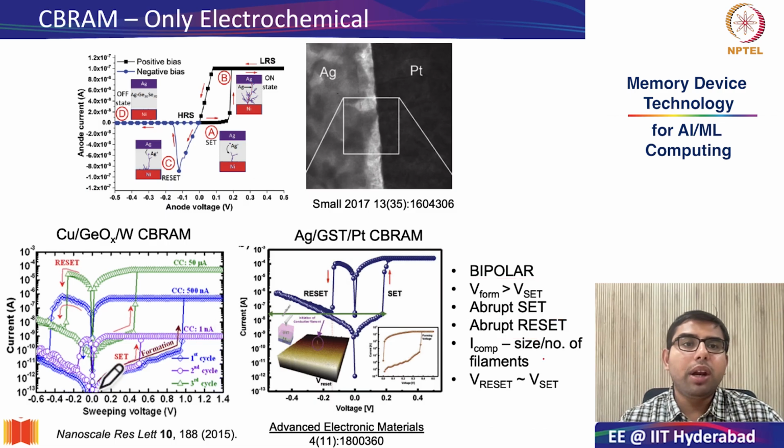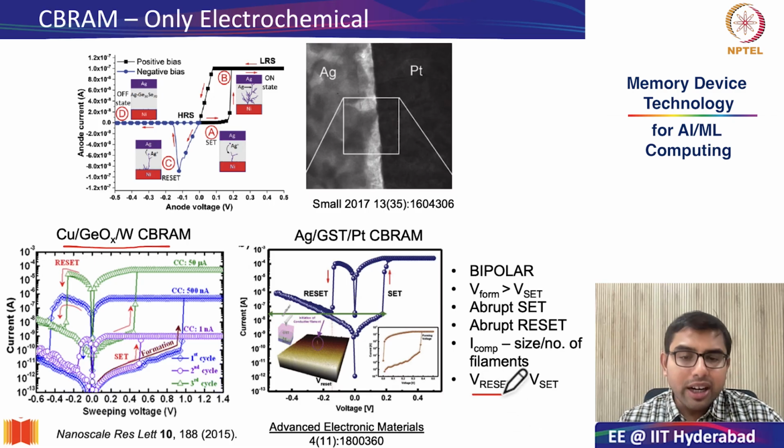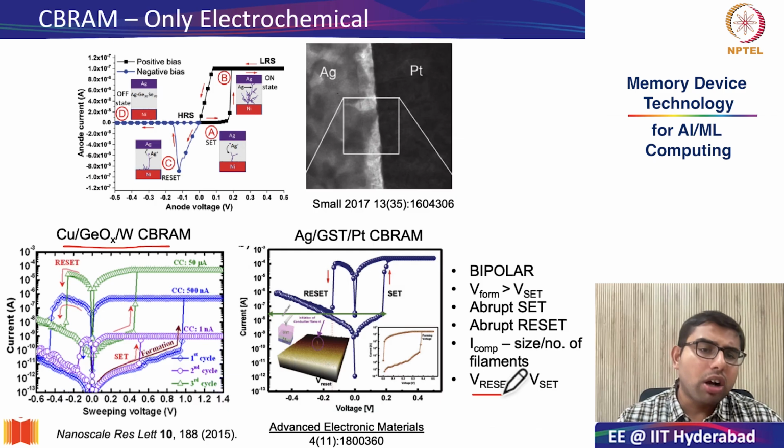Also, we find that similar to VC-RAMs, the compliance current is what controls the size and the number of filaments, as is very clear by changing the compliance current of this particular device shown in this graph. Finally, we note that both the reset currents and reset voltages are similar to the set current and set voltages in the case of the CB-RAM electrochemical cell, simply because they are complementary processes.